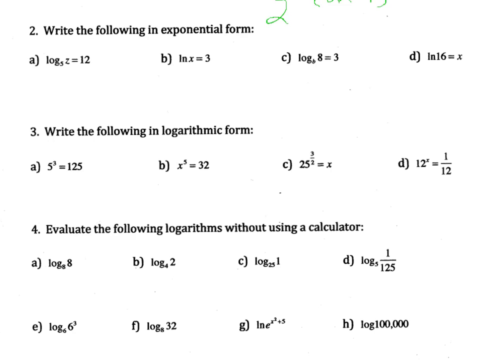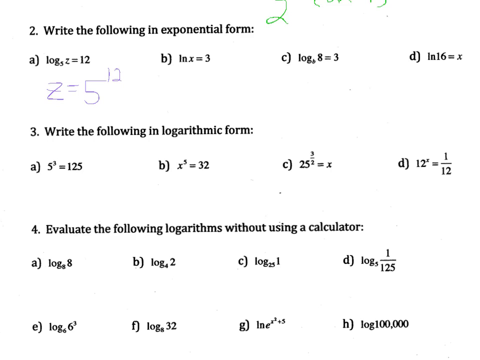For number 2, we want to rewrite the following expressions in exponential form. So we want to remember about base, answer, power. So for the first one, the base of my logarithm is going to become the base of my exponent, and the answer is going to become the power. So I'll have z equals 5 to the 12th. And since this will be on the non-calculator portion, you can leave your answer as 5 to the 12th.